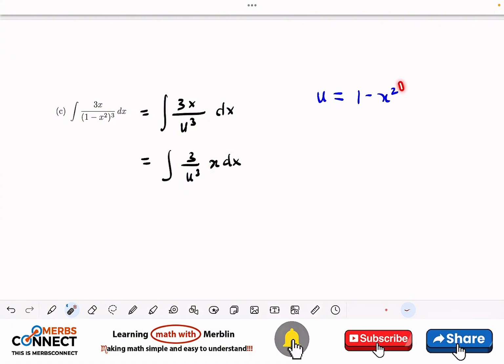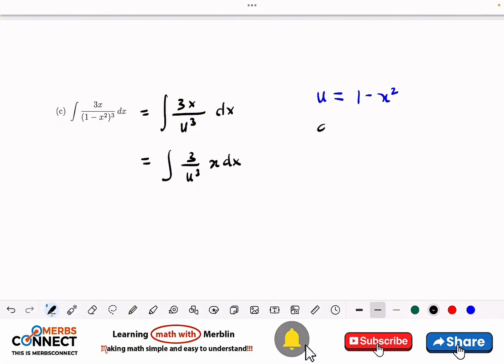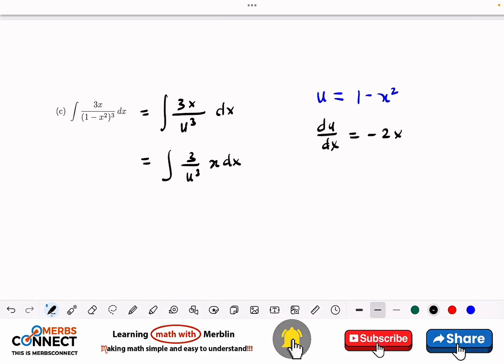The same thing again. We differentiate this function with respect to x, then we will look for x dx. Again, it's not always the case that we need to look for x dx. Sometimes we just need to look for the x. Sometimes we need to look for x squared dx. Sometimes we need to look for x cubed dx. So it's based on the question, right? So let's go. du over dx is equal to negative 2x, right? So same assumption again. du is equal to minus 2x dx.